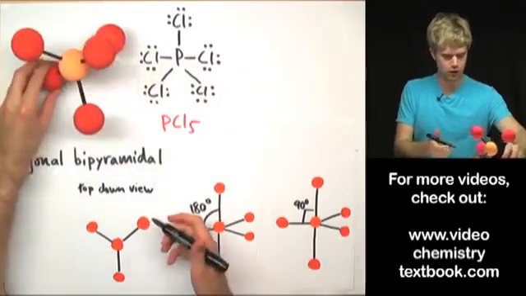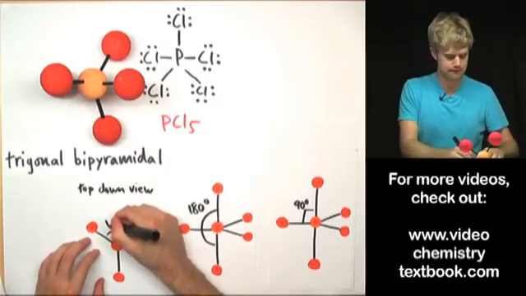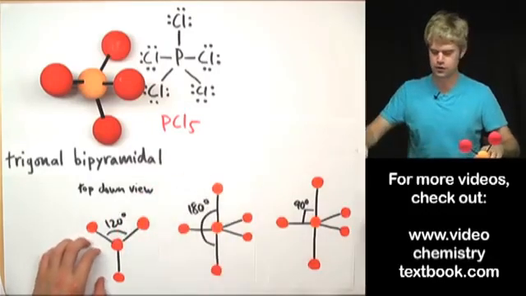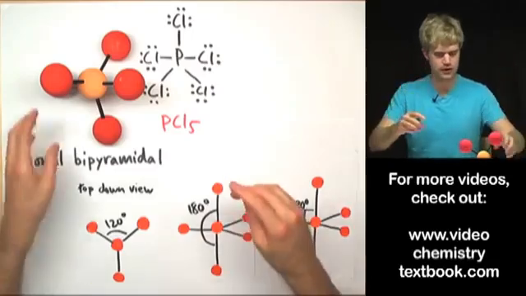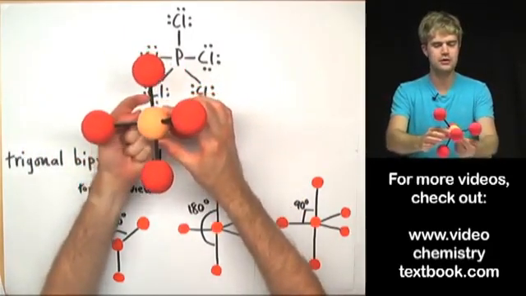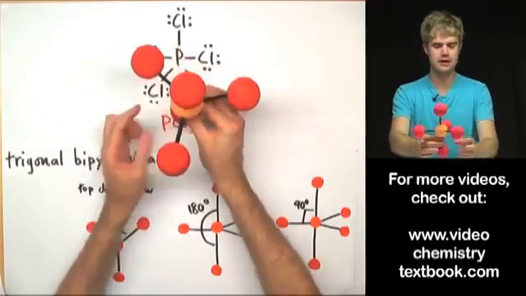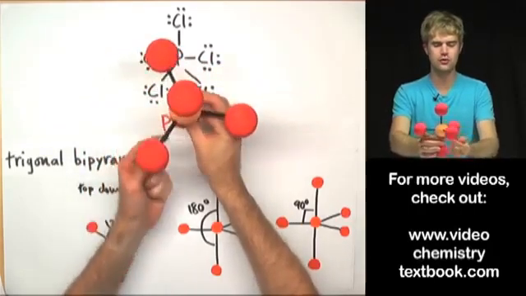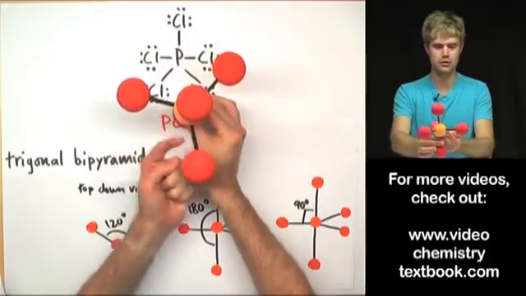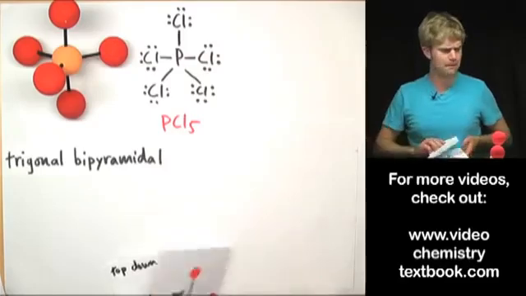And the angle between any of these equatorial bonds is 120 degrees, okay? So in the trigonal bipyramidal molecule, we've got 90 degrees here, 180 degrees here, and then top down, we've got 120 degrees between all of these equatorial atoms. All right, so that's trigonal bipyramidal.